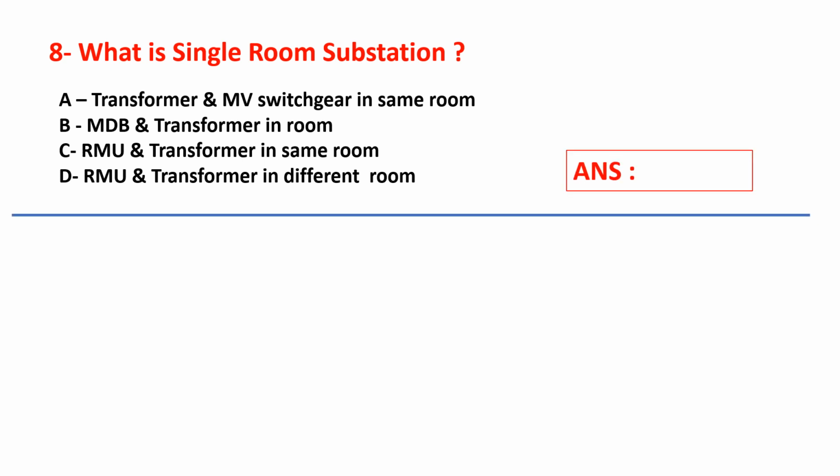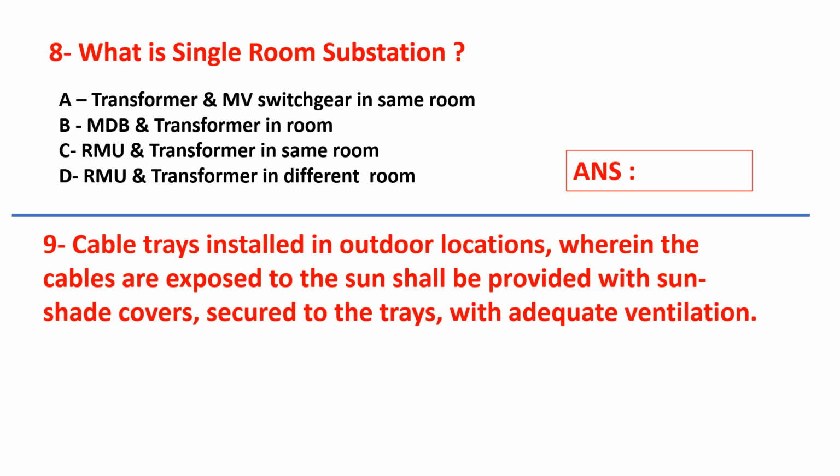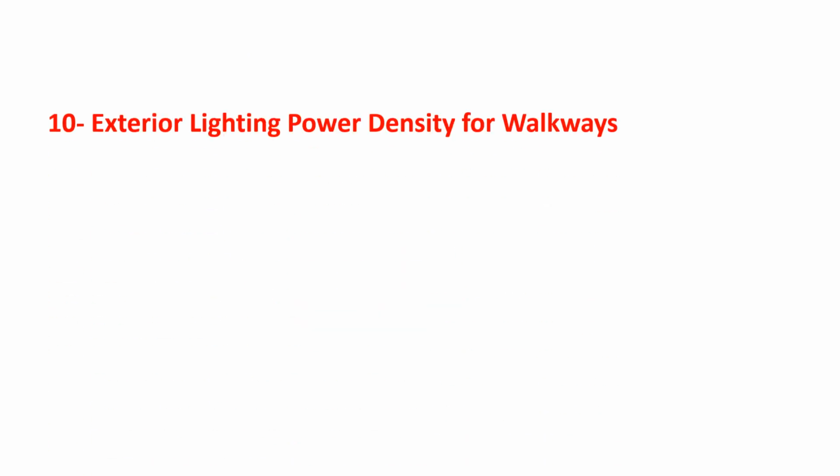Question number 9. Cable trays installed in outdoor locations wherein the cables are exposed to the sun shall be provided with sunshade covers secured to the trays with adequate ventilation. Your answer: yes or no. Type here your answer.